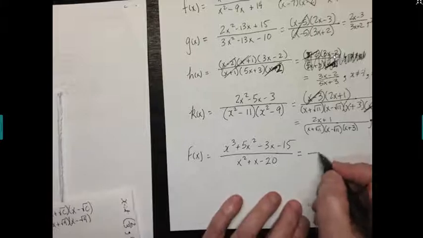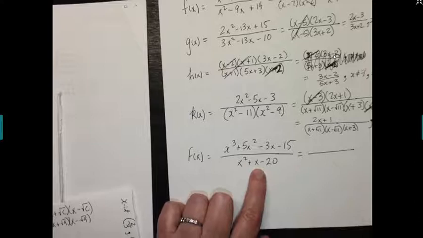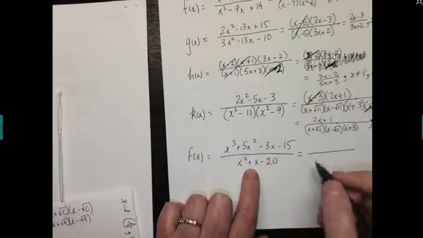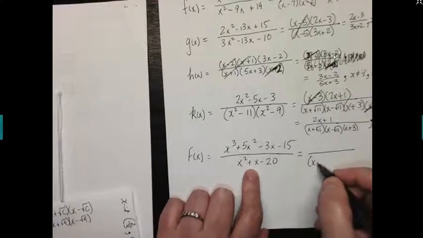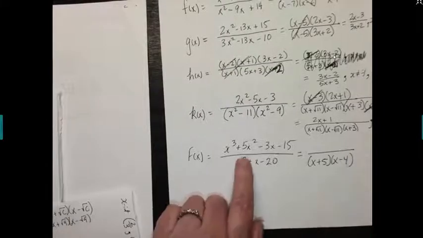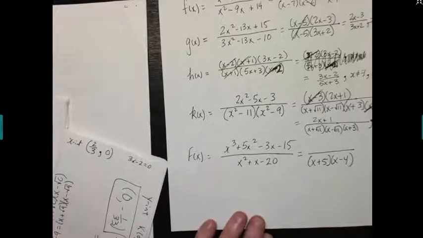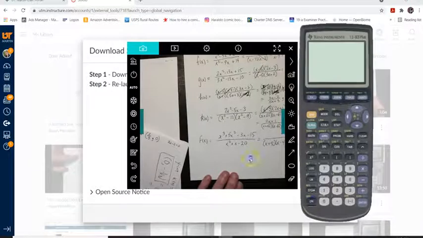Now, what about factoring? This one here in the denominator, two numbers that multiply together to give you negative 20, but add up to give you positive 1. So that'll be positive 5 and negative 4. How do I factor that one? I can look at the graph and see if there's any x-intercepts that are whole numbers.